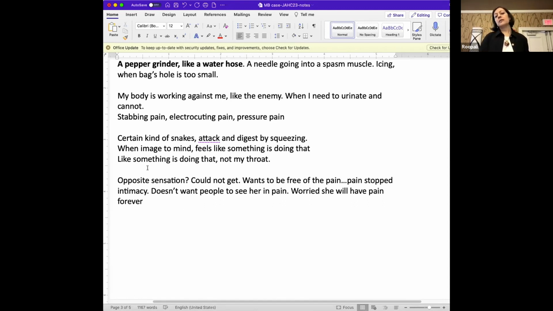And then I asked the homeopath, Daphna, would you mind closing the door? Thank you. So I asked the homeopath who sent the case if she could get an opposite sensation to the squeezing and the tight and the twisting and the closed. And she said that she couldn't get anything. The main thing is that she wants to be free of the pain, and the pain stopped her intimacy. She doesn't want people to see her in pain and worried that she will have the pain forever.